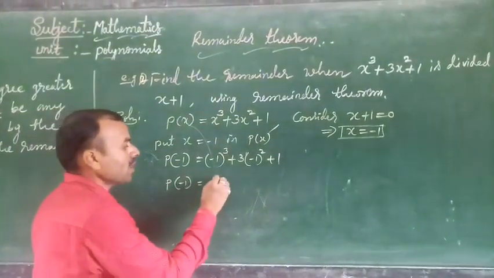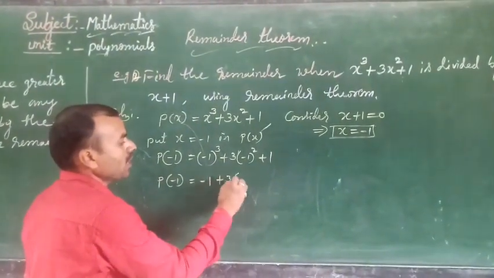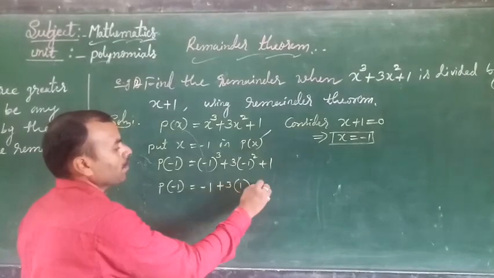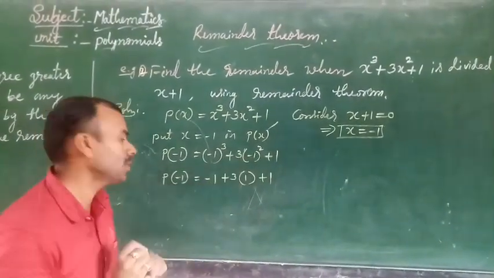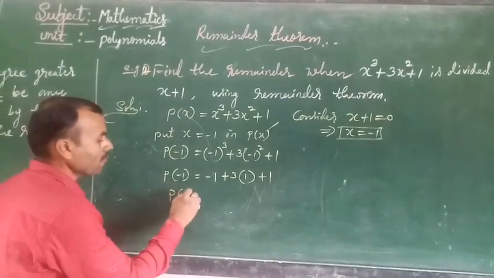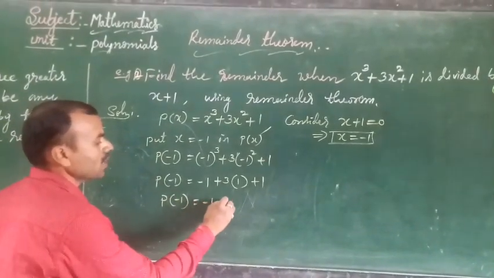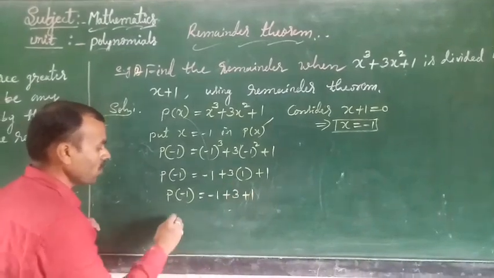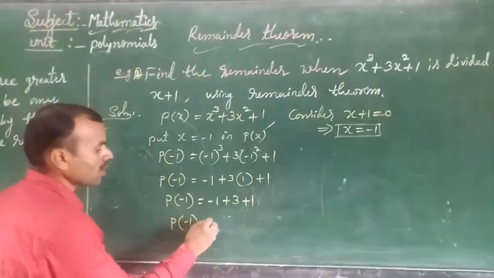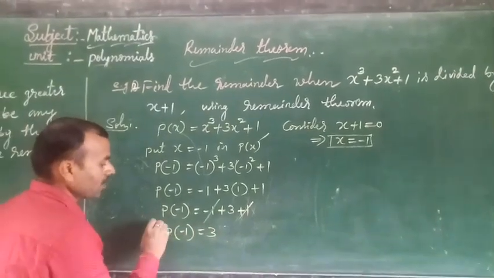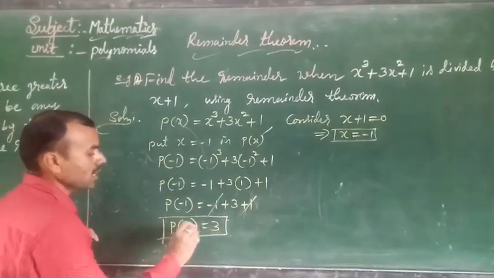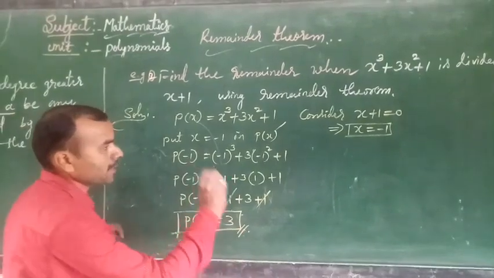P of minus 1 is equal to minus 1 whole cube, minus 1 into minus 1 into minus 1, it is minus 1, plus 3 into minus 1 whole square plus 1. Minus 1 whole square means minus 1 into minus 1, it becomes plus 1. P of minus 1 is equal to minus 1 plus 3 plus 1. Minus 1 plus 1 get cancelled, it is 3. P of minus 1 equals 3 is the remainder.